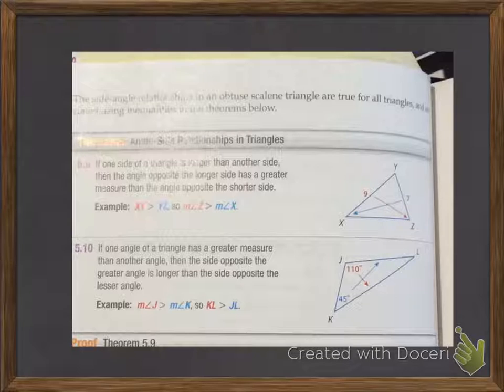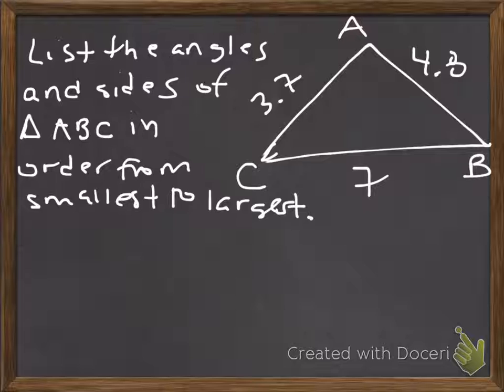Now we have two more theorems here, the angle-side relationships in triangles. You have theorem 5.9 and theorem 5.10. One is comparing the sides, one is comparing the angles. So what it says is, if you have the angle opposite the side, it's going to go in that order basically. The largest side, the angle opposite that is going to be the largest angle, and so on. And if you reverse it, you have the largest angle, the side across from that is going to be the largest side. So you can put sides and angles in order that way.